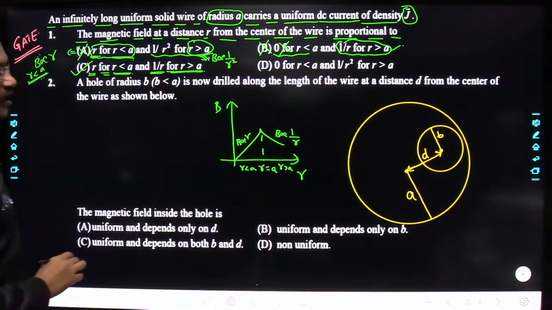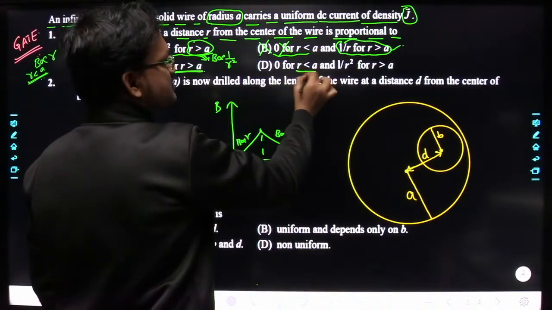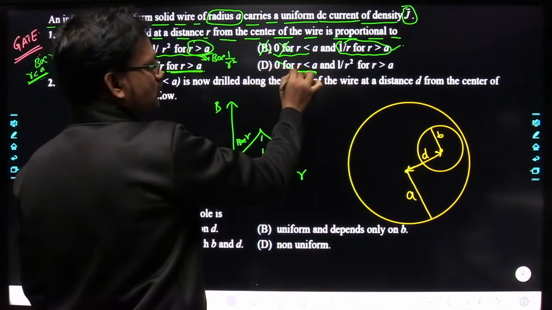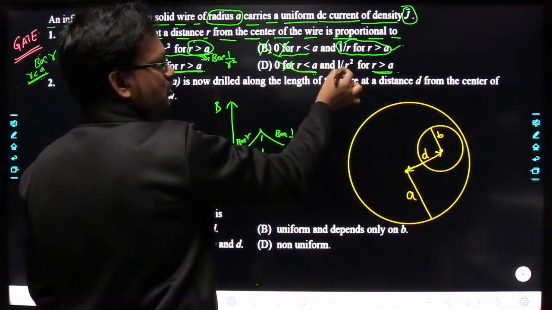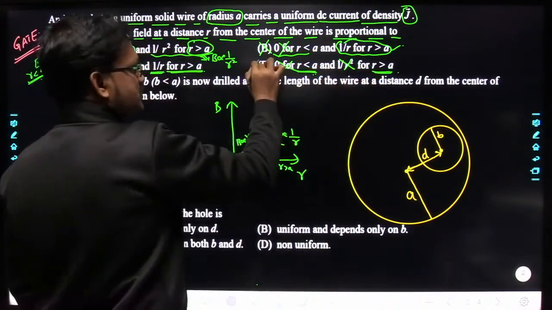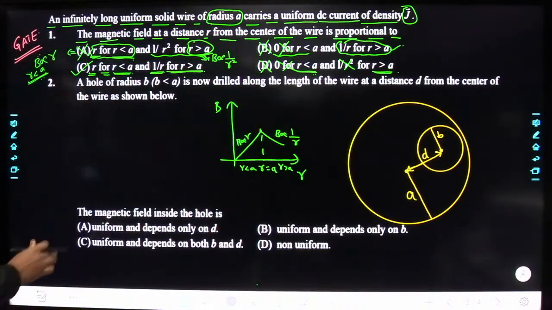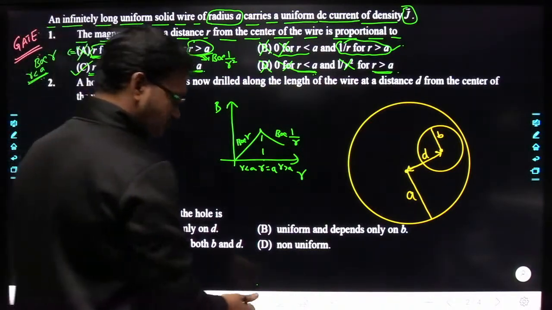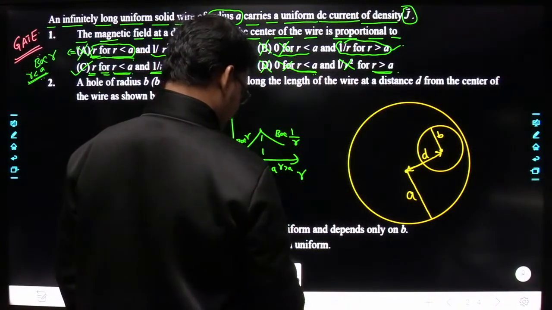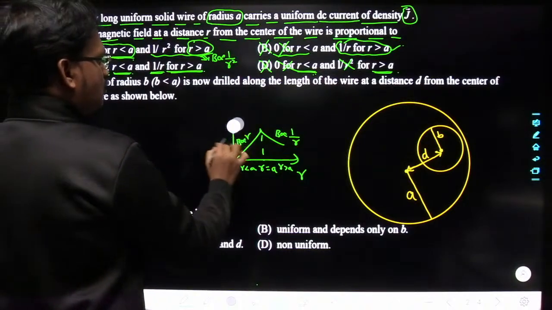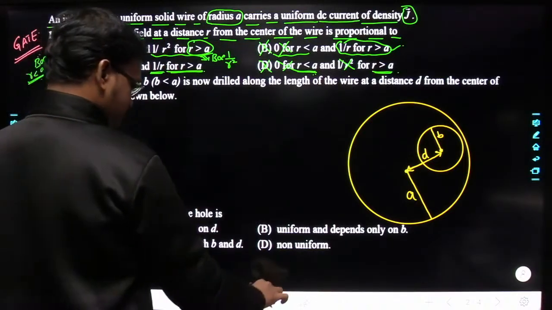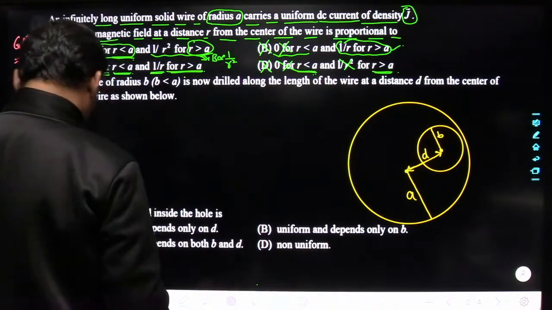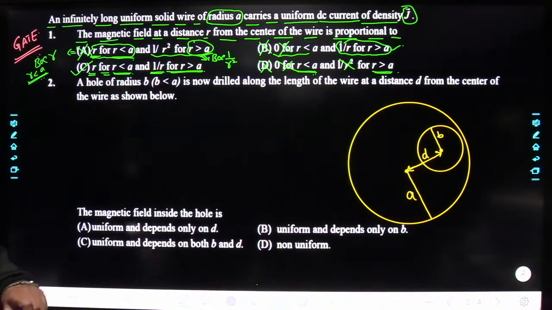So option C is correct, and option D: for R less than A they have given the magnetic field is equal to 0, which is wrong, and outside the wire, that is for R greater than A, they have given the B field is proportional to 1 by R square. So this is also wrong. That means option D is wrong. So which one is correct here? Only option C is correct for the first question, and all the remaining options are wrong. Understood? Next, coming to the second question here.